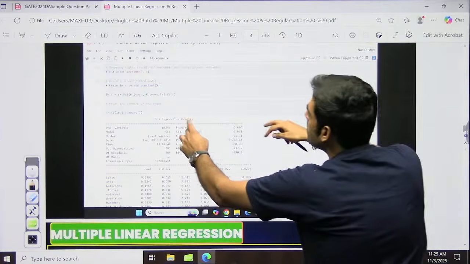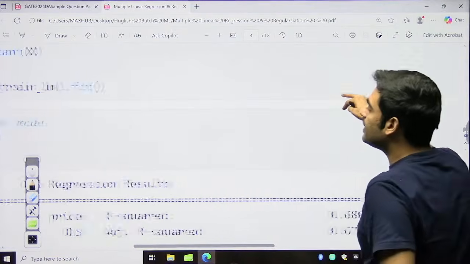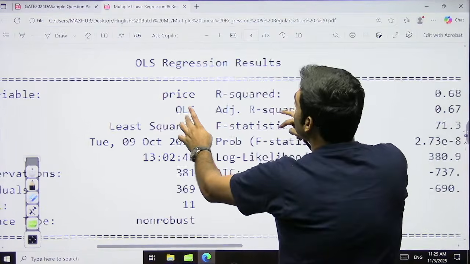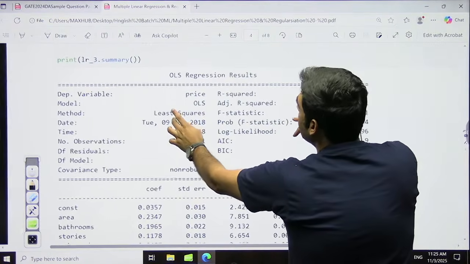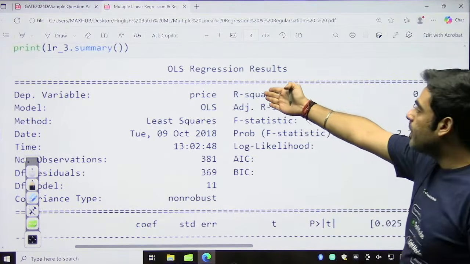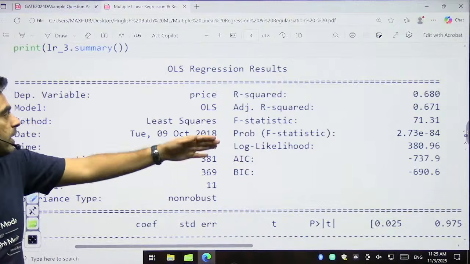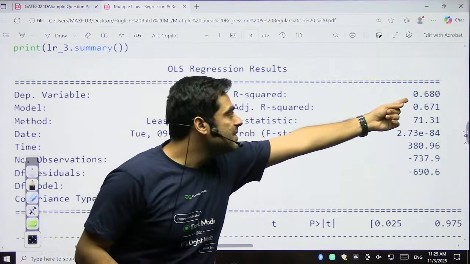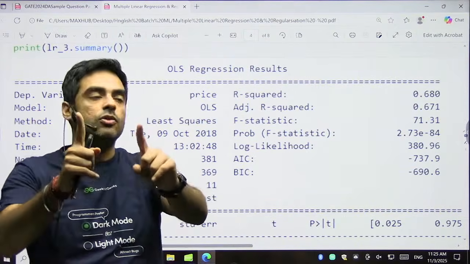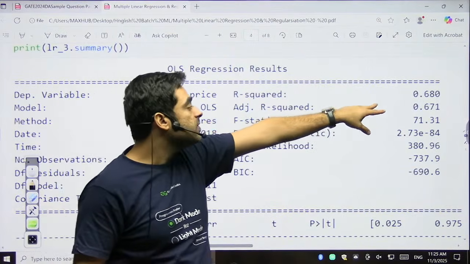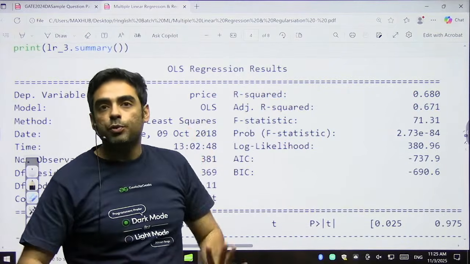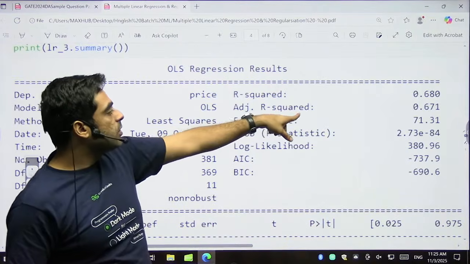You just see here, these are the OLS regression results. So I had a data set, and every time you try to fit this, you would be getting these values. This is the R square value. R square value is 0.68. Now whenever you fit the data, always try to understand what exactly this R square value is. I hope you are able to understand. Adjusted R square value is 0.67.